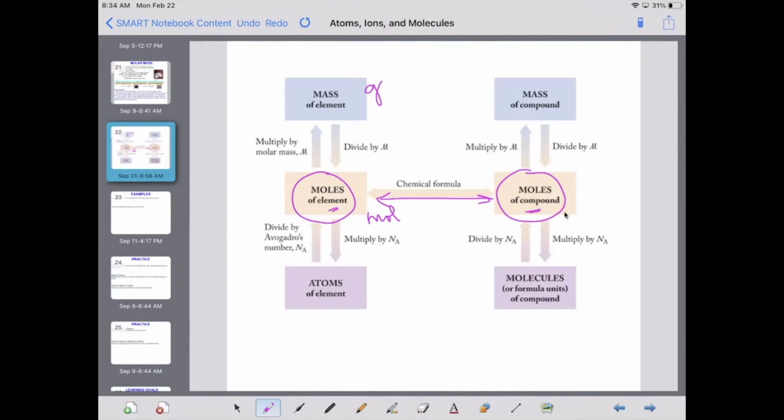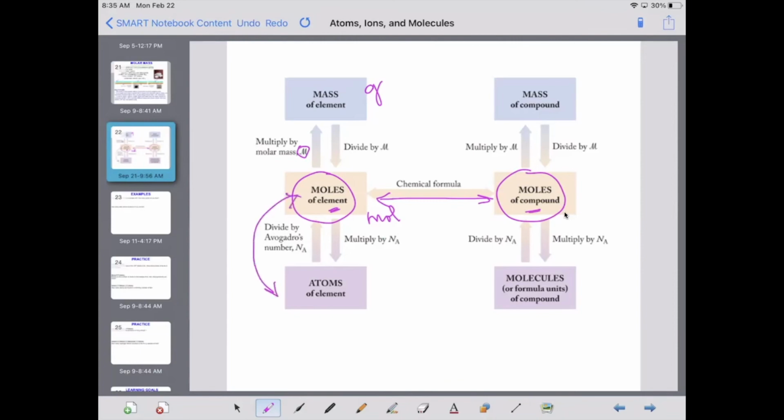And molar mass here is big M on this figure. If we want to go to atoms, this is going to be using Avogadro's number. So we're going to use that idea of 6.022 times 10 to the 23rd pieces in 1 mole. We can use Avogadro's number to get back and forth between moles and atoms.